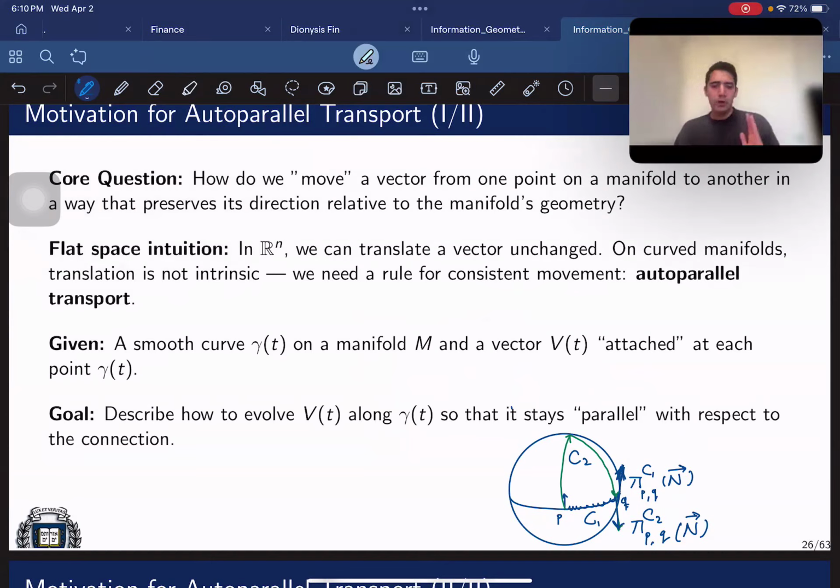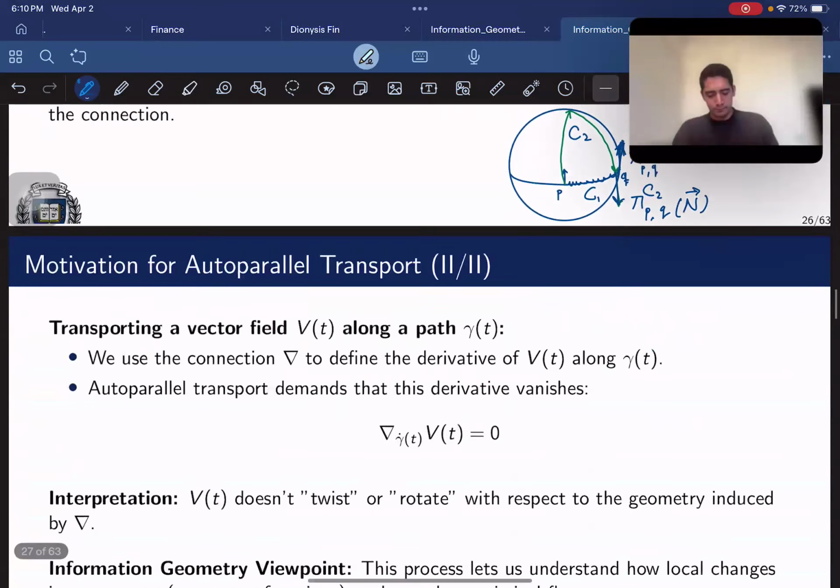And we want it to somehow be parallel at each point. Parallel in the sense that at each point, consider very, very small steps you're taking. The north direction at each point you're getting is parallel in the small step sense. Okay.